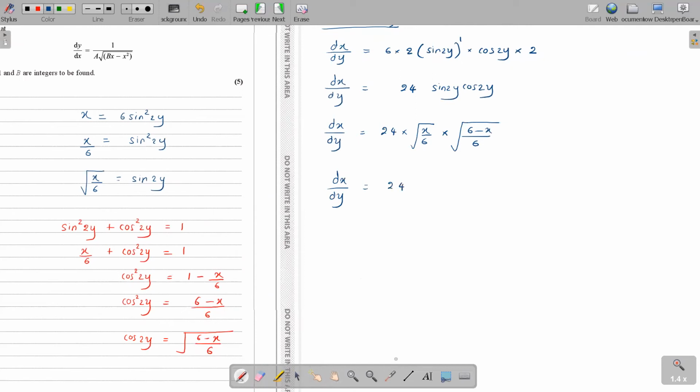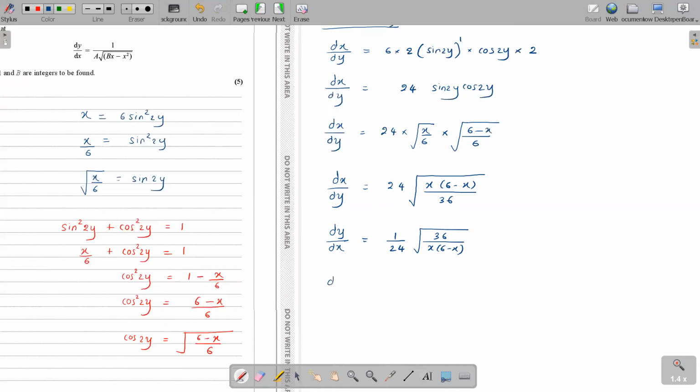So 24 times one third, the numbers you can multiply immediately, so the root comes immediately inside: x times (6 minus x) over 6 into 6 is 36. So now you can turn it to dy by dx. I turn the whole thing upside down, equals 1 over 24, the one third also turns upside down, 36 over x times (6 minus x).